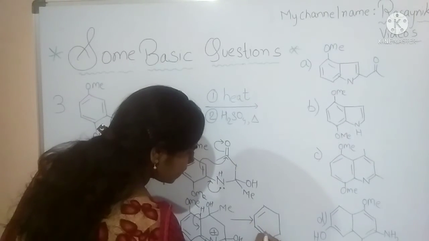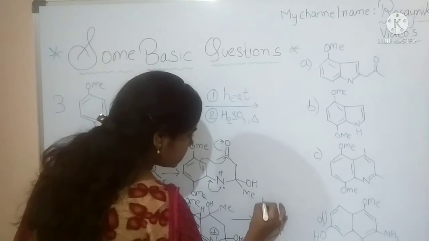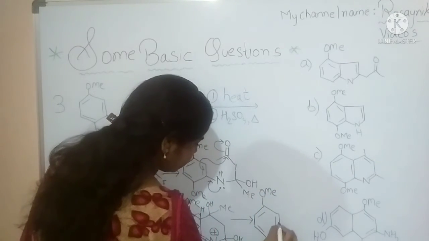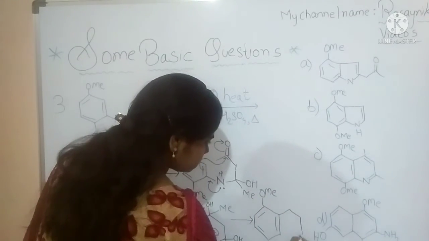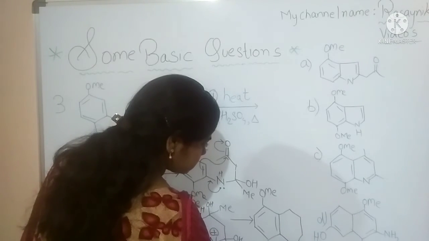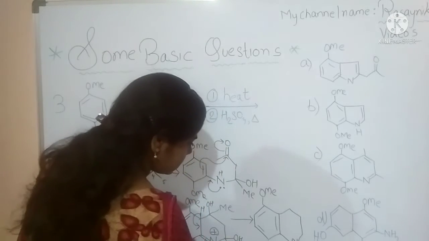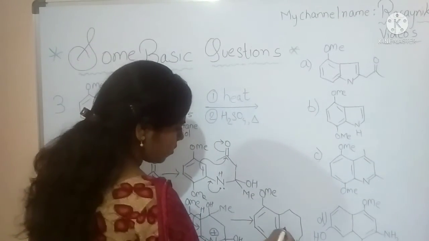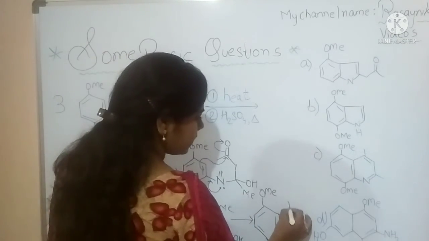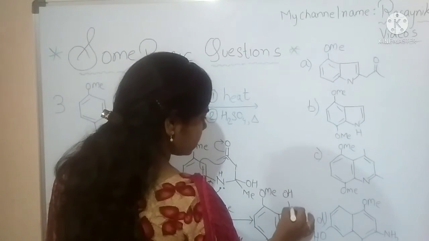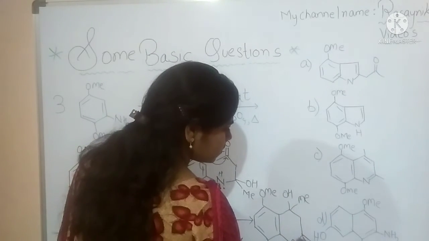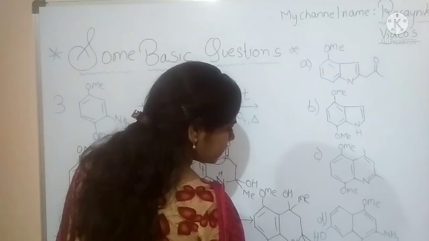regaining of the benzene ring. Here OMe, here nitrogen, and here hydrogen. This is OMe, that is methoxy group. Okay, here also OH and Me, and here also OH and Me.